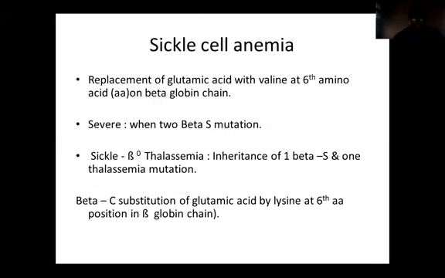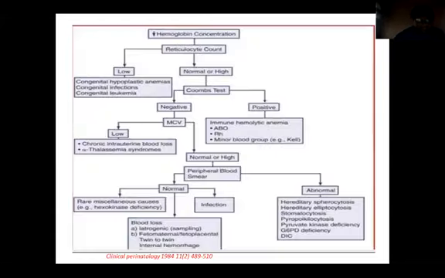We also know sickle cell anemia, where there is replacement of glutamic acid with valine at the 6th amino acid on the beta globin chain. This results in sickling, and any hypoxia will lead to sickling. This is also very rare.